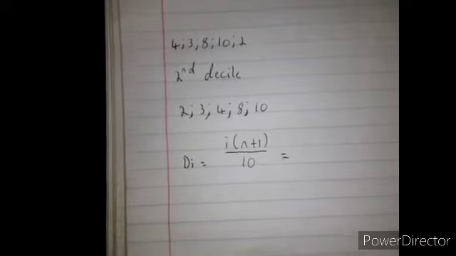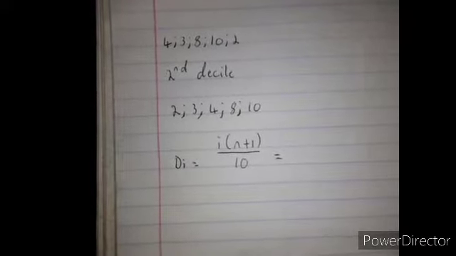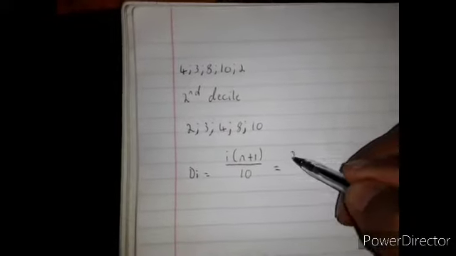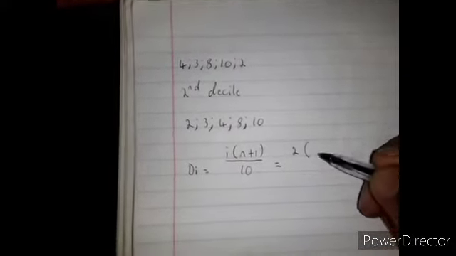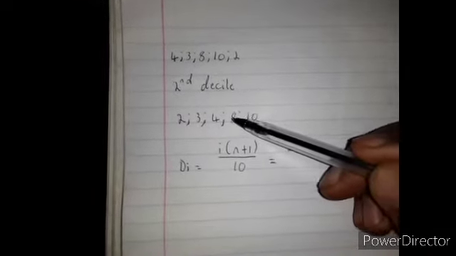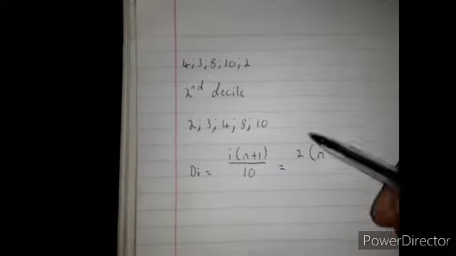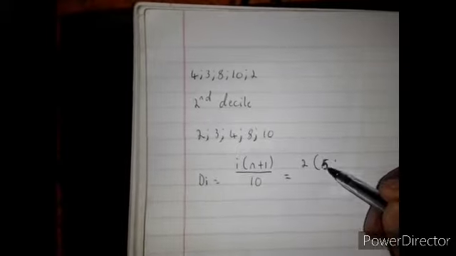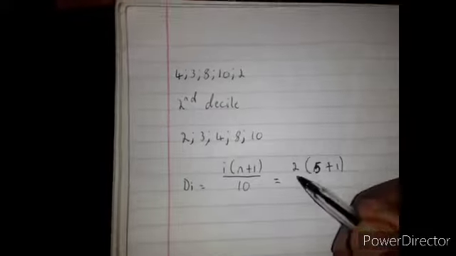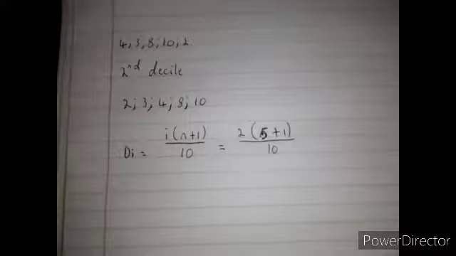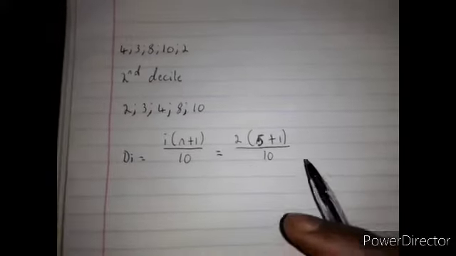i stands for the decile that you are asked to calculate. So we are calculating decile 2. n is the number of observations. We have 5 observations: 1, 2, 3, 4, and 5. So it's 5. 5 plus 1, all divided by 10. Always divide by 10 when you are calculating the decile. Decile means 10.